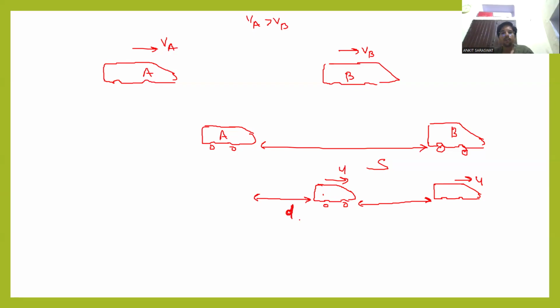Okay. So if I take a frame of reference from car B, the observer is on car B. Let us suppose I take my observer here. Okay. So the initial velocity of car A with respect to B is VA minus VB initially. At this instant, when I am saying velocity of car A with respect to car B, the observer is here, at car B. It's the initial.